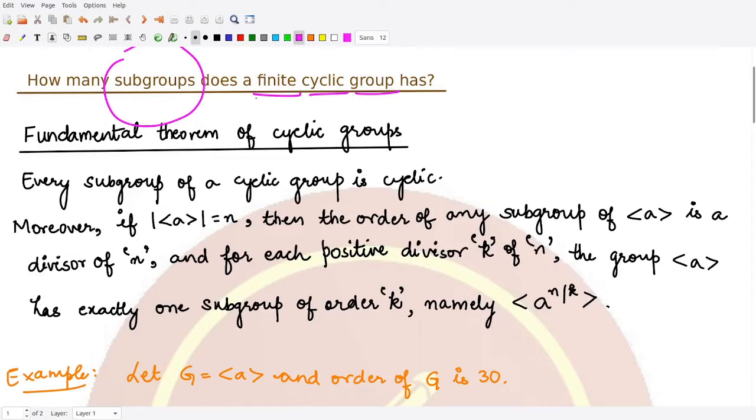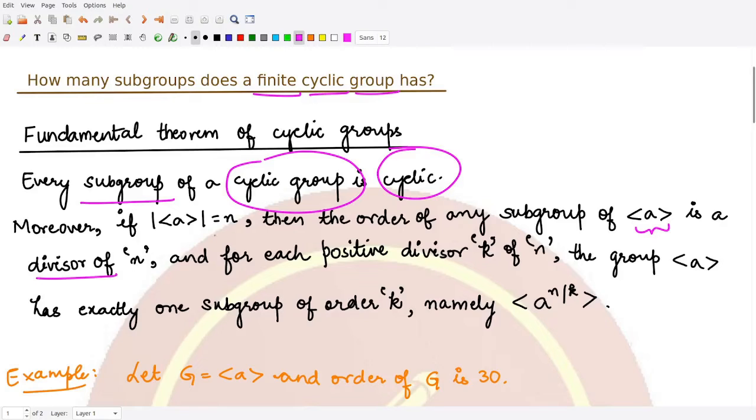So we have a result which is given by the fundamental theorem of cyclic groups. It states that every subgroup of a cyclic group is cyclic in nature. This is one thing that the result tells us. Another thing that the result tells us is, if the subgroup which is generated by the element A of this group has order n, then the order of any subgroup of this group is a divisor of n.